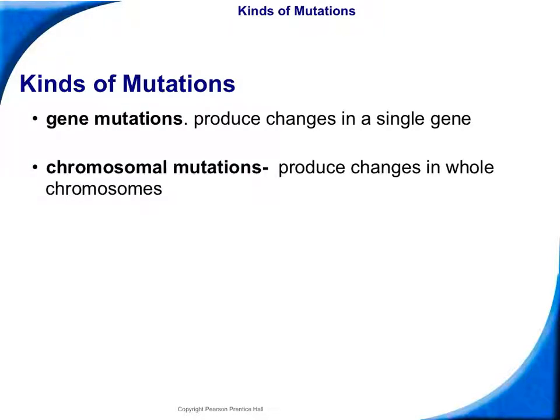The second type of mutation is chromosomal. Generally, this will be the lack of a chromosome, so not enough chromosomes, or too many chromosomes. And then we can also look at other types of mutations where parts of a chromosome break off or get omitted or become inverted or switch places.